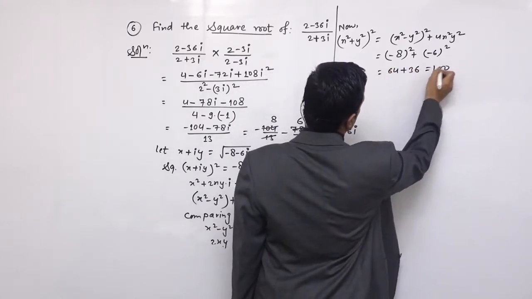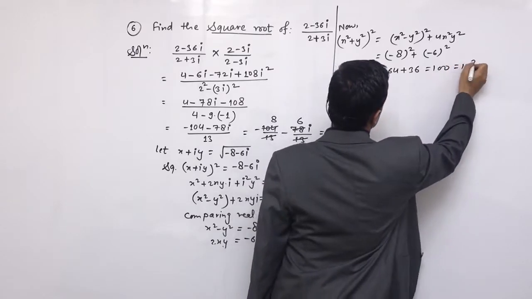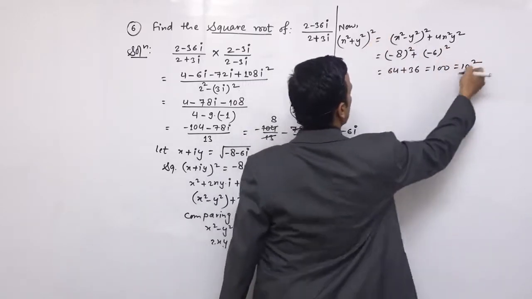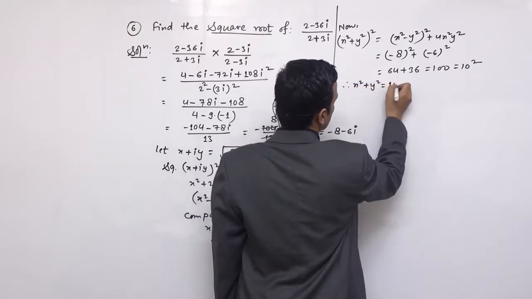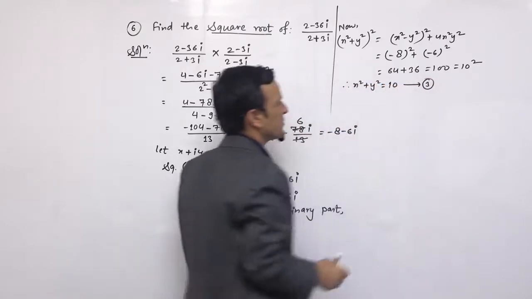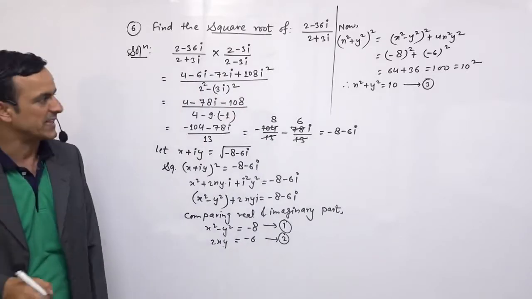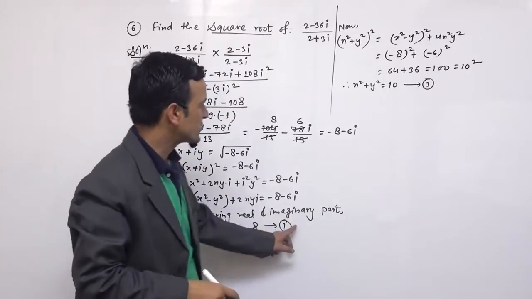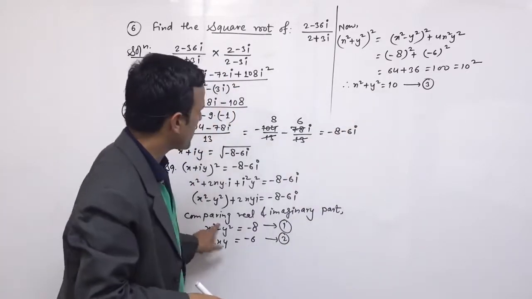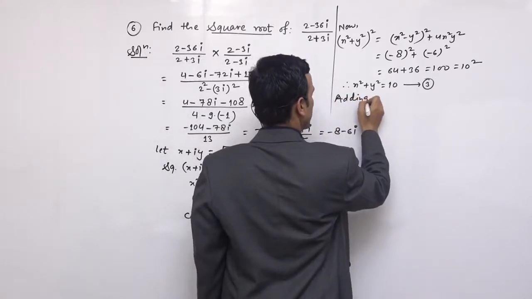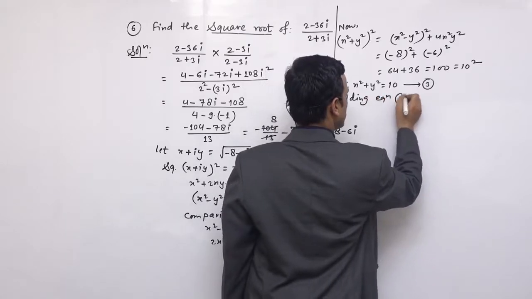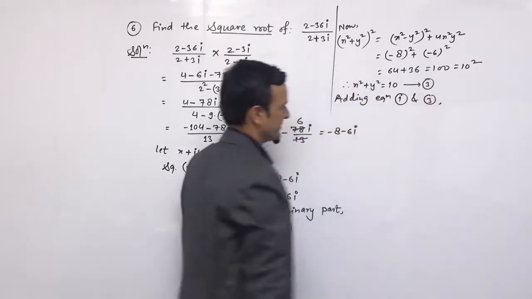This will be 100, and 100 means 10 square. So square and square cancel. So x square plus y square is equal to 10, and suppose it as equation 3. Now we can solve equation 1 and 3. The minus form and the plus form we can solve. Adding equation 1 and 3.